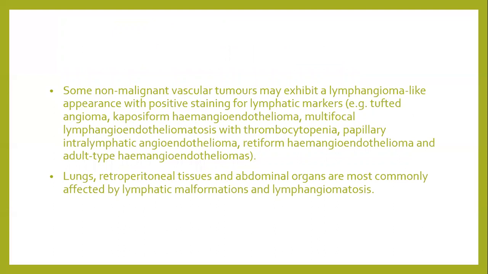Some non-malignant vascular tumors may exhibit a lymphangioma-like appearance with positive staining for lymphatic markers. These tumors include tufted angiomas, Kaposiform hemangioendothelioma, multifocal lymphangioendotheliomatosis with thrombocytopenia, papillary intralymphatic angioendothelioma, retiform hemangioendothelioma, and acute and adult type hemangioendotheliomas. So all of them are non-malignant vascular tumors. Lung, retroperitoneal tissue, and abdominal organs are most commonly affected by lymphatic malformations and lymphangiomatosis.